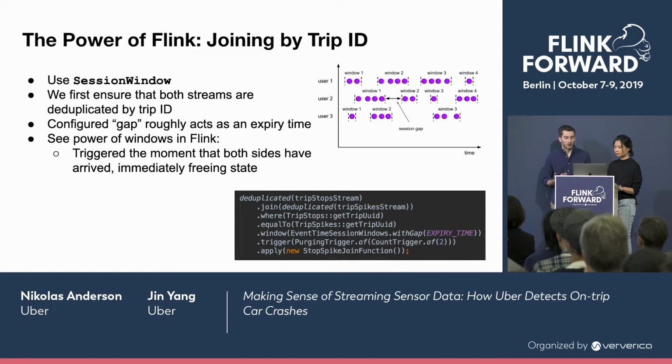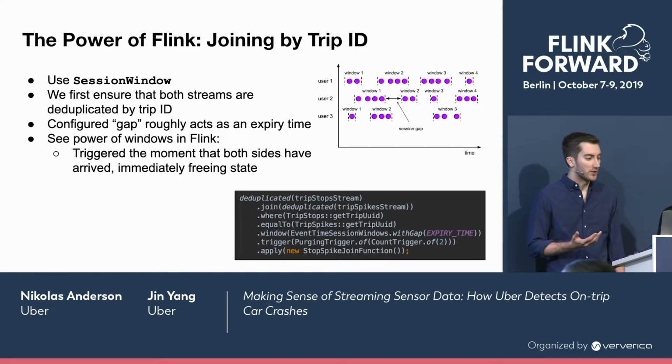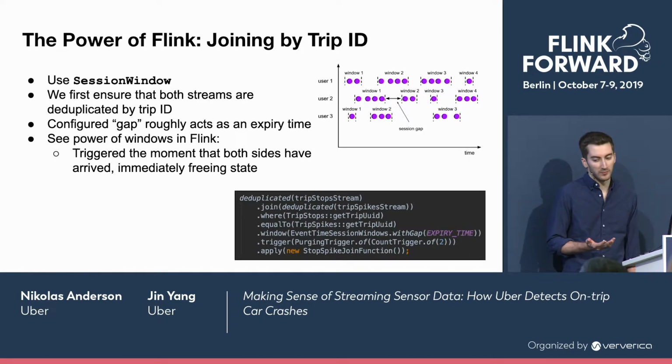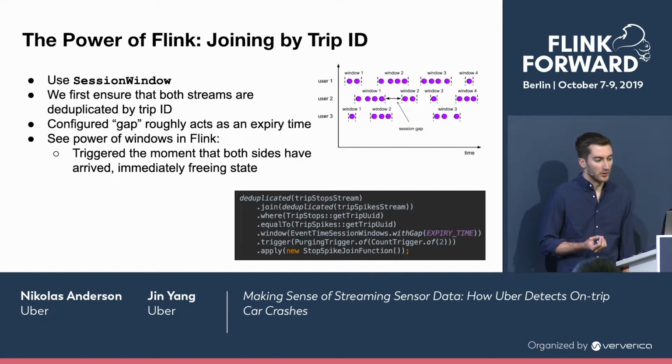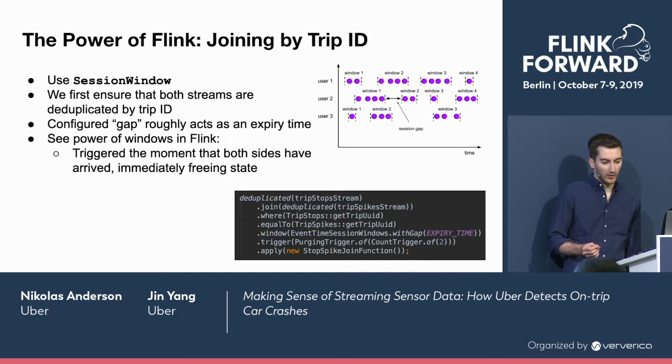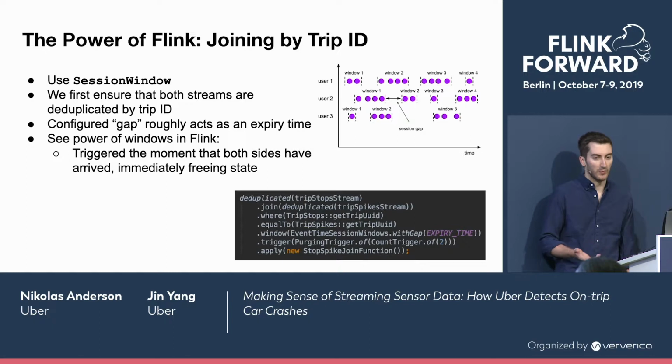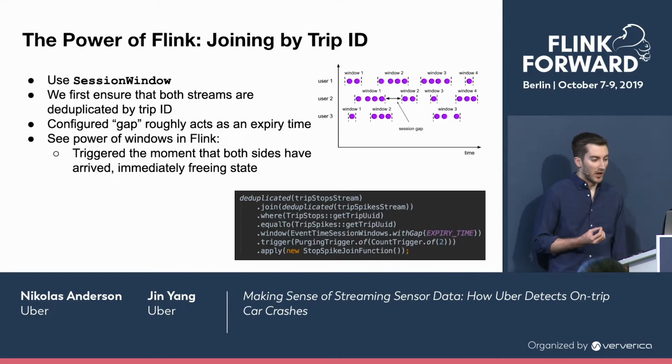So let's take a quick look at a particular job, the job joining between trip stops and trip spikes. And we see how easy Flink makes joins compared to, say, something like Samza. We're able to use a session window after first deduplicating the two streams. We expect just two messages per session because of the deduplication, and so we're always just waiting for the configured gap. We'll receive a message A, and we'll wait up to that configured gap for message B to come in. And we see the real power of windows in Flink. We trigger the very moment that both messages have arrived, and we immediately free the state.